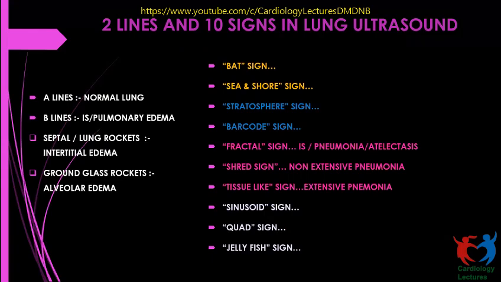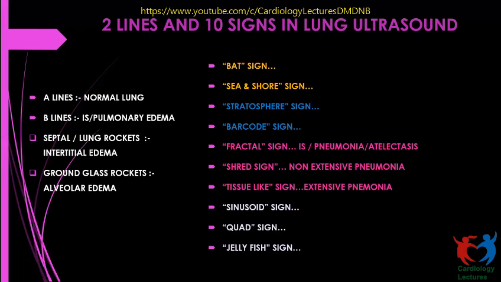So before going into the details of the lung ultrasound, learn by heart these 2 lines and 10 signs of the lung ultrasound. This is a very important slide of the presentation. If you know this slide by heart, and if you are a little bit able to do the lung ultrasound, you will master it very fast. So there are 2 lines, A line and B line. A line is a normal lung. B line is interstitial syndrome or pulmonary edema.